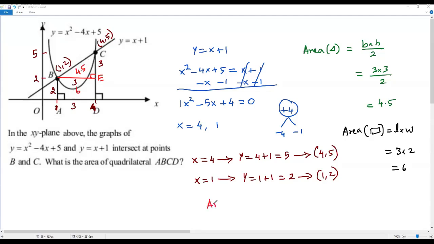Okay, now let's get the area of quadrilateral ABCD. To get the area of the quadrilateral, what I need to do is add the area of the triangle, 4.5, and the area of the rectangle, 6, which is equal to 10.5 square units.